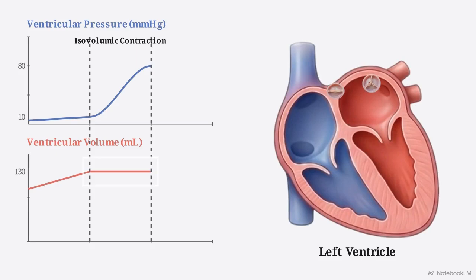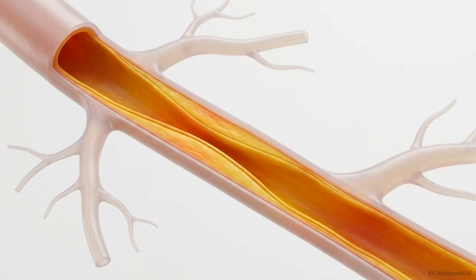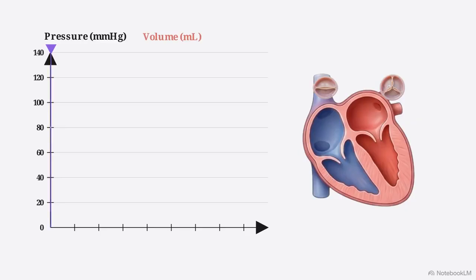Observe the volume trace. During this pressure spike, it remains perfectly flat. No blood has left the chamber yet. The heart is generating the raw force required to break into the systemic circuit. To leave the heart, pressure must overcome afterload, the resting resistance of the systemic vascular system. We can track this resistance here.